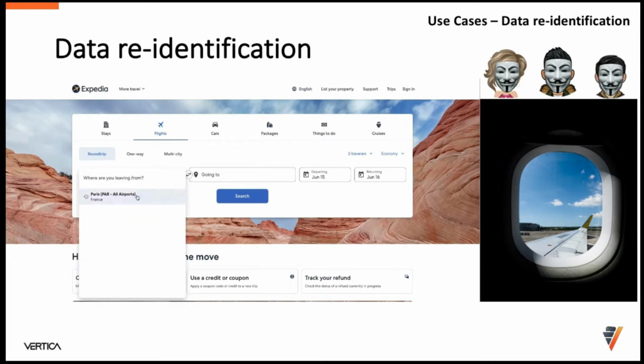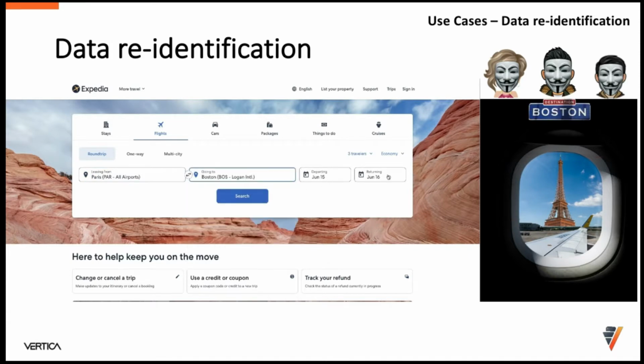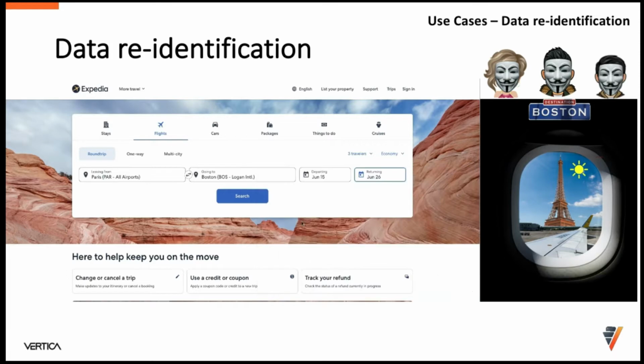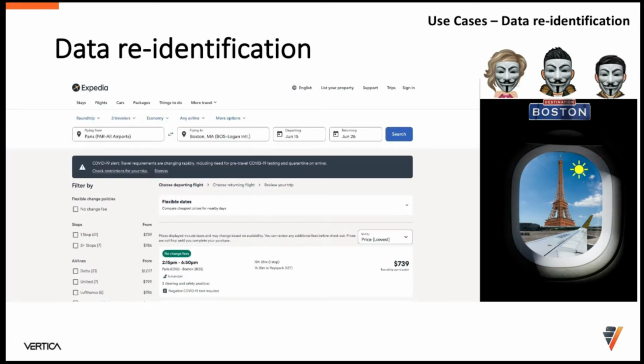They want to go from Paris to Boston in the middle of June. Is it possible to match this information to some users we already know? Or can we match some collection of anonymous information together to create a consistent unknown user?